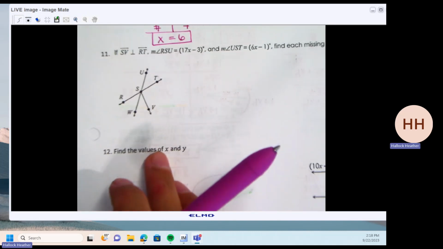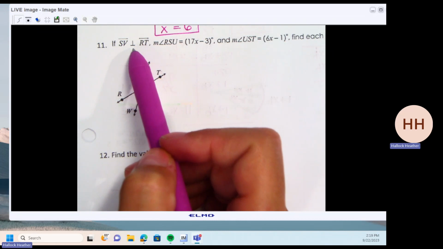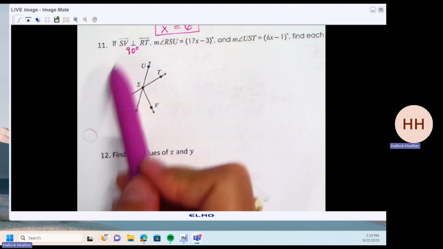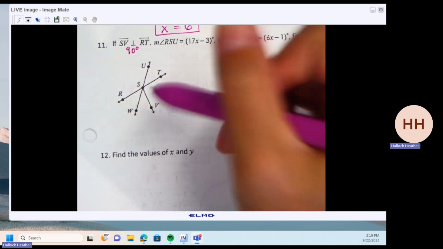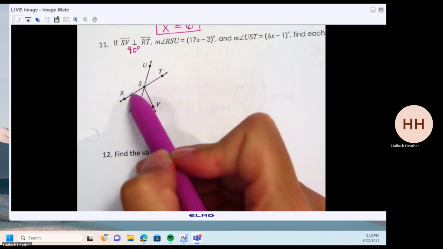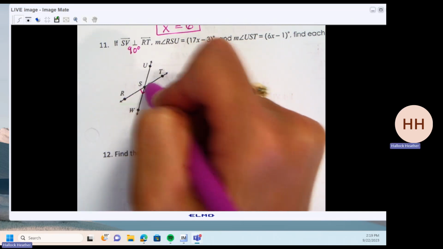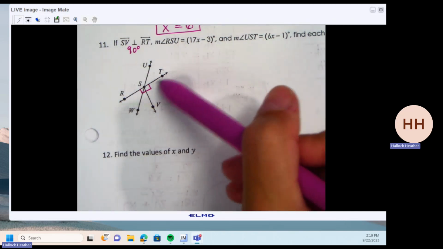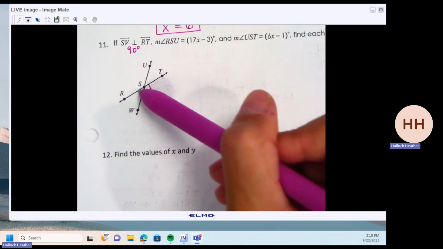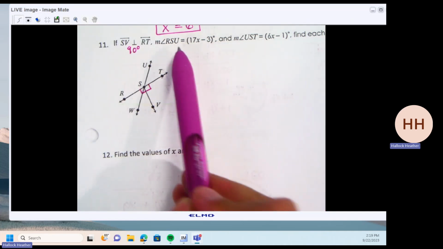So it says SV, upside down capital T, that means perpendicular. Perpendicular means 90 degrees. So where's SV? SV is here. SV is perpendicular to RT, meaning that it's creating a 90-degree angle. These are 90-degree angles, both of them. You have STV that's a 90-degree angle and RSV that's 90 degrees, because this line is perpendicular to this, meaning it's completely making a 90-degree angle.